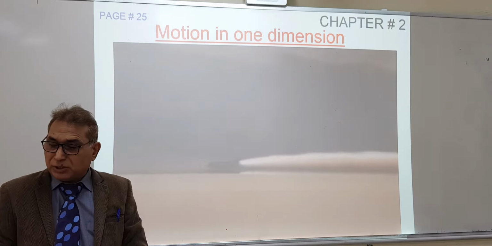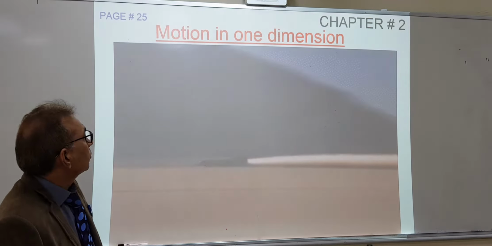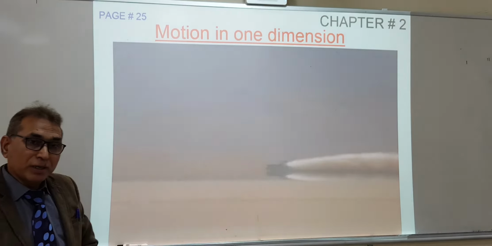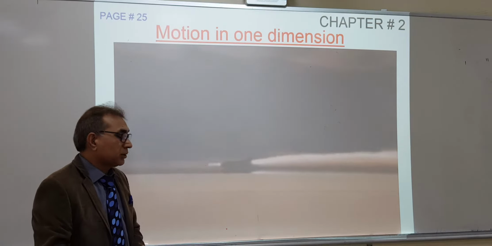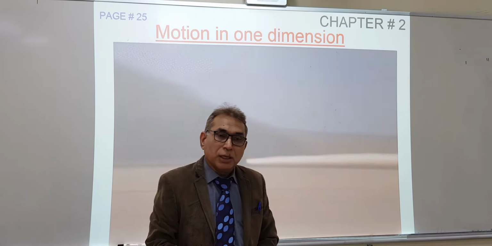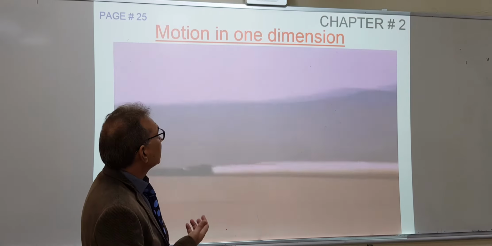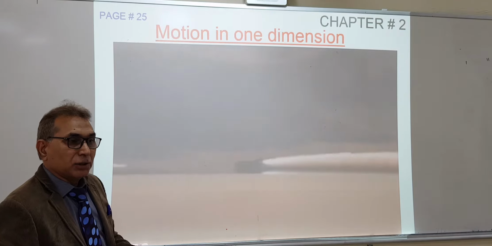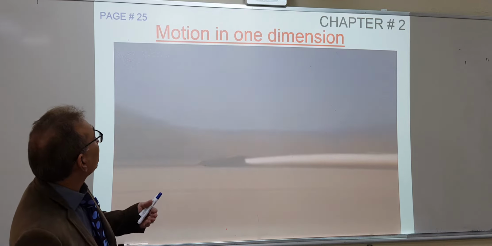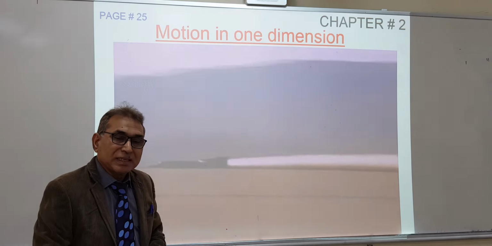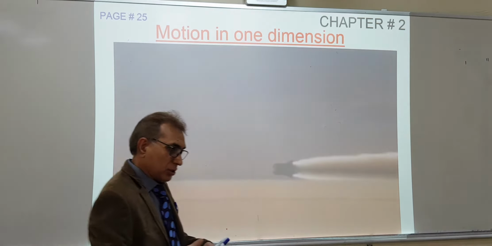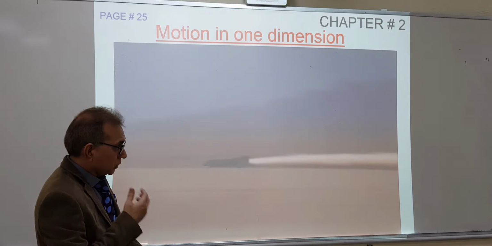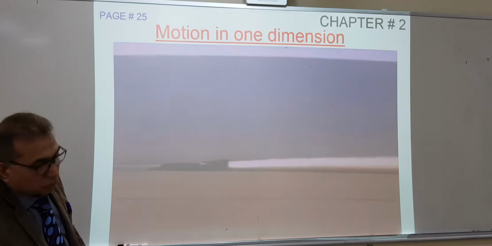So let's come to the point. We are going to start from chapter number 2, which is motion in one dimension. The motion of the object when it is traveling along a single line, whether it is along the x-axis or y-axis. So motion of an object, of anybody, along one single line, it may be straight, it may be curved. Sometimes you are taking a turn in your car, so still it is one-dimensional motion.